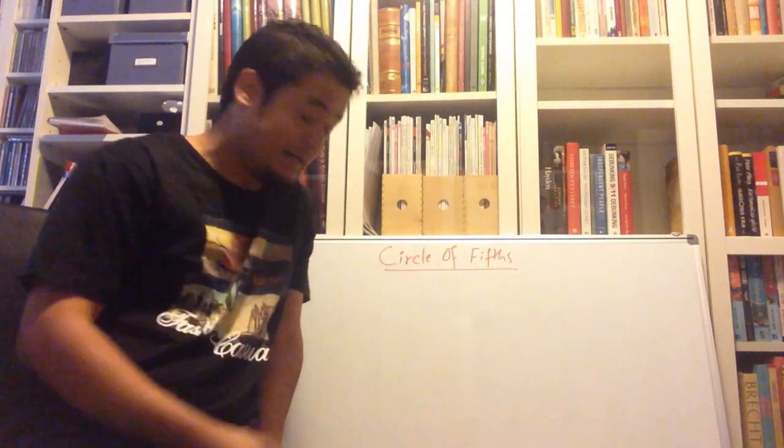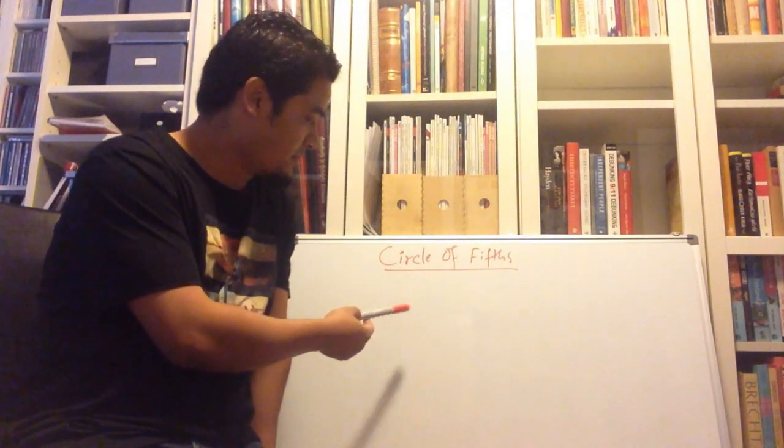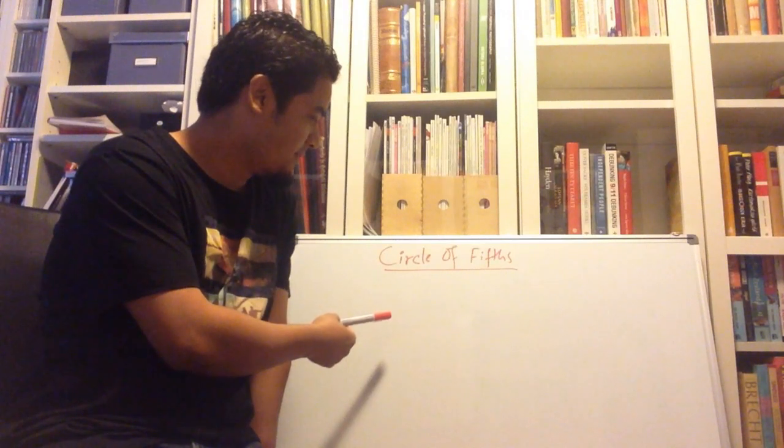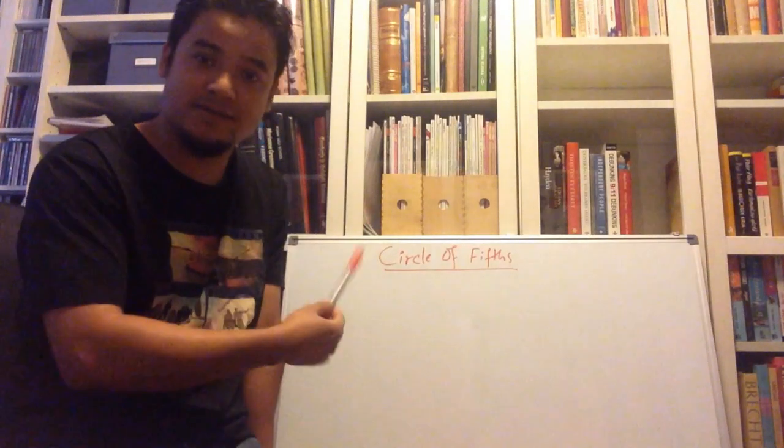To continue our theory lessons, today we have a topic called circle of fifths. It's also known as cycle of fifths. Some people like to call this circle of fourths or cycle of fourths, but anyway, different names. The concept is the same.